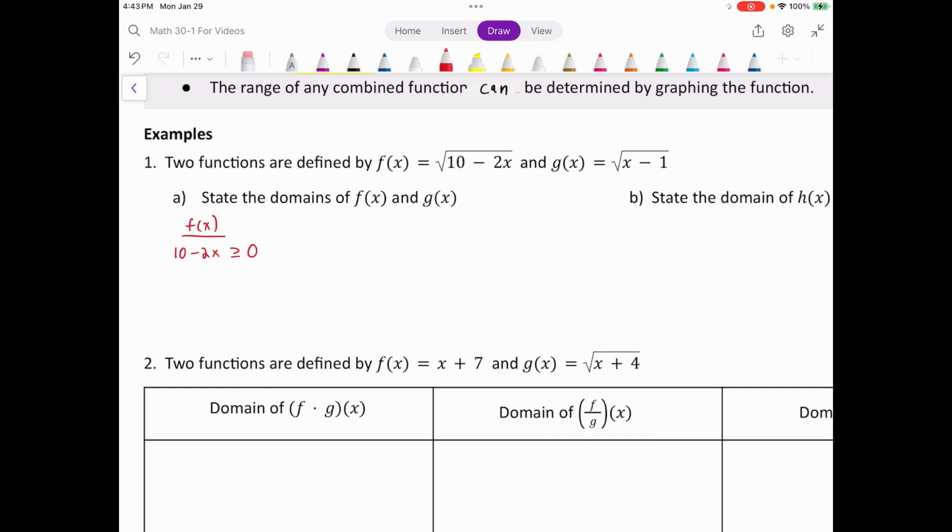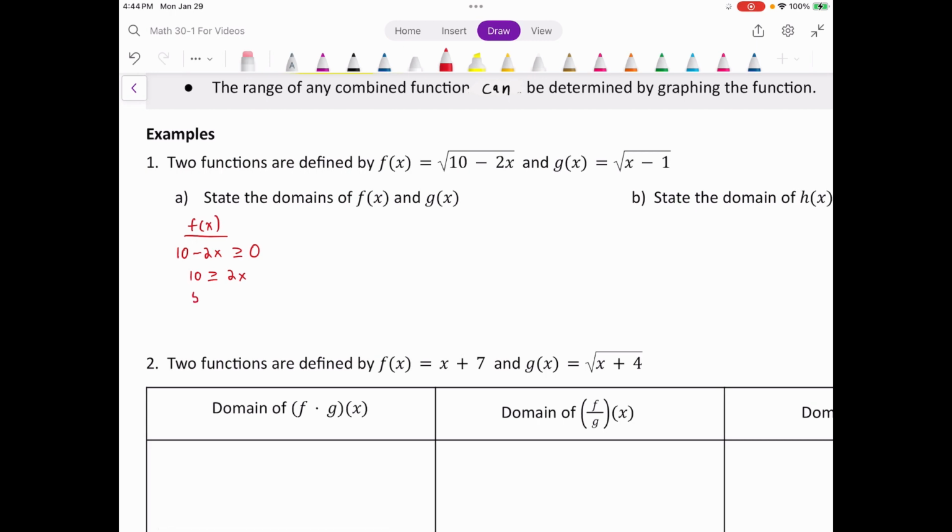Okay, so I might add 2x to both sides to get 10 must be greater than or equal to 2x. And then you can probably see next step would be x is being multiplied by 2, so let's divide both sides by 2 to get that 5 must be greater than or equal to x. Sorry, I divided by 2 already. Okay, so another way of saying that, if 5 must be greater than or equal to x, you could also say that x must be less than or equal to 5, right? If 5 needs to be bigger, then x needs to be smaller than 5, okay?